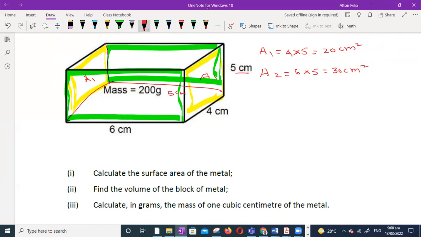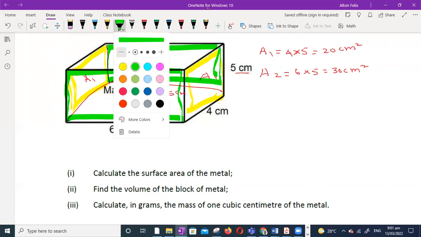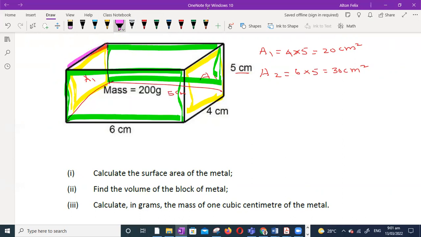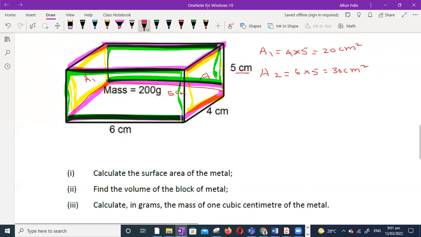Top and bottom again. Seeing that it's a cuboid, our third area will be what is on top right here. That's our third area, the top, which is identical to the base down here. So let's find that answer. Let's call that area 3. The length is 6 and the width is 4, so that will be 6 by 4, 24.